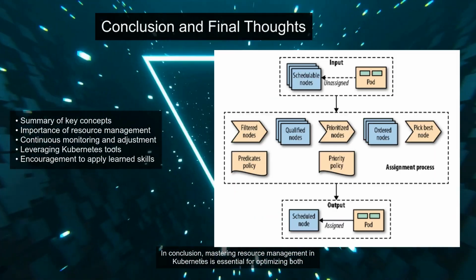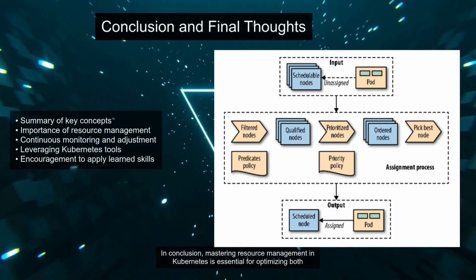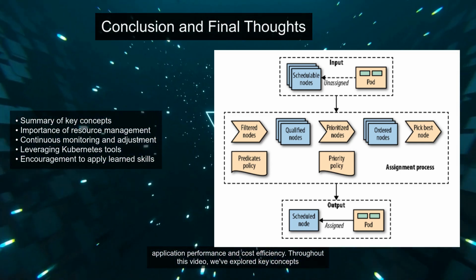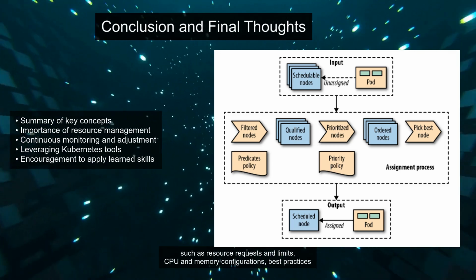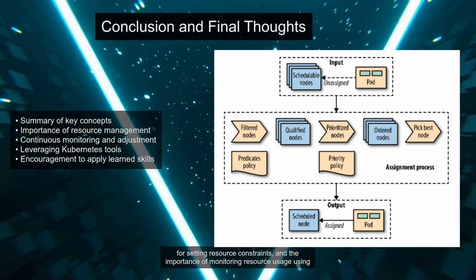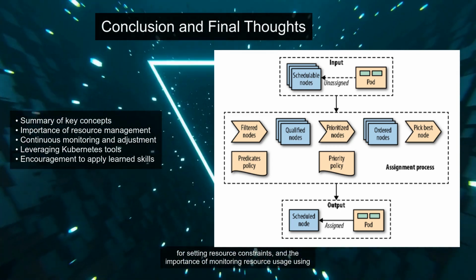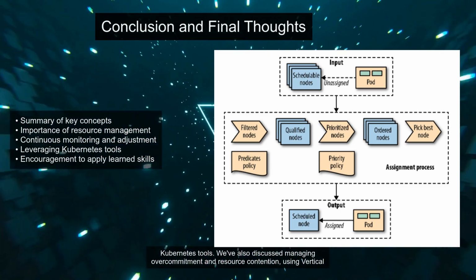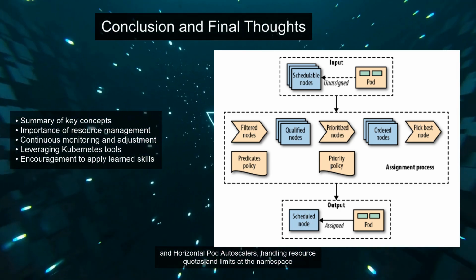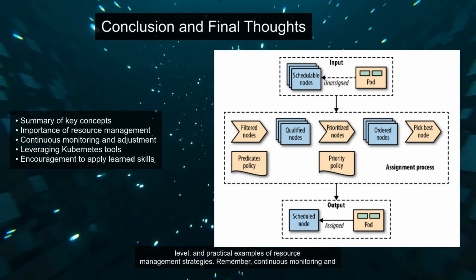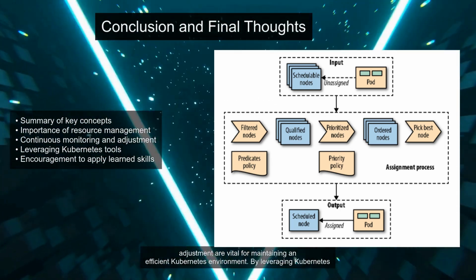In conclusion, mastering resource management in Kubernetes is essential for optimizing both application performance and cost efficiency. Throughout this video, we've explored key concepts such as resource requests and limits, CPU and memory configurations, best practices for setting resource constraints, and the importance of monitoring resource usage using Kubernetes tools. We've also discussed managing overcommitment and resource contention, using vertical and horizontal pod autoscalers, handling resource quotas and limits at the namespace level, and practical examples of resource management strategies.